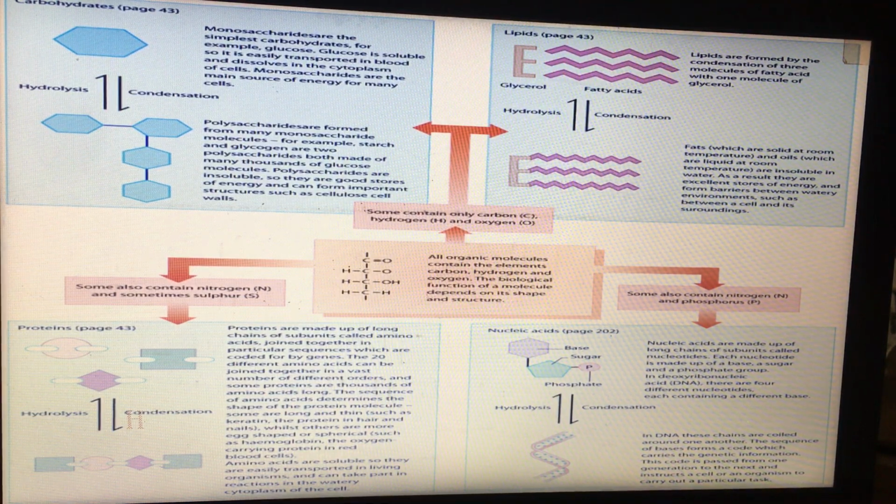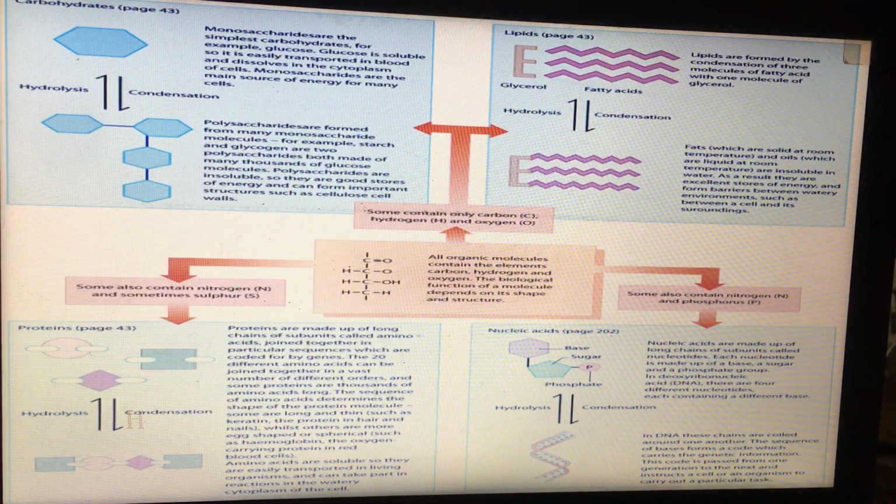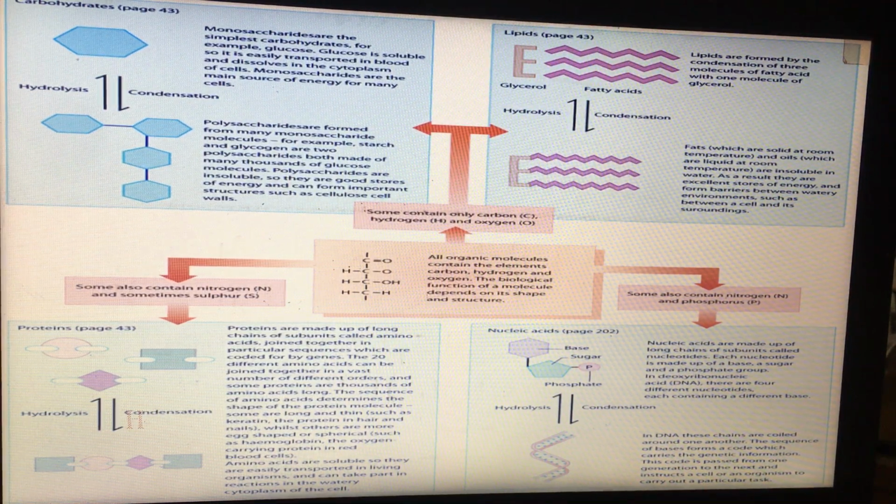Amino acids are soluble, so they are easily transported in living organisms and can take part in reactions in the watery cytoplasm of the cell. Amino acids are soluble in water, so they are easily transported in living organisms, because as you know, most of our body is liquid. So if they are soluble, they can be transported in the living organism. Okay, what about the last one, which is nucleic acid?